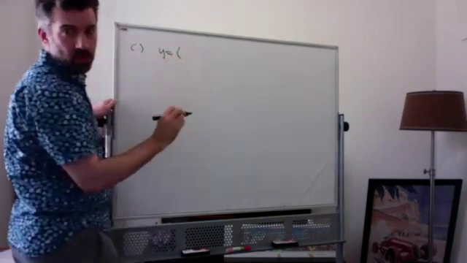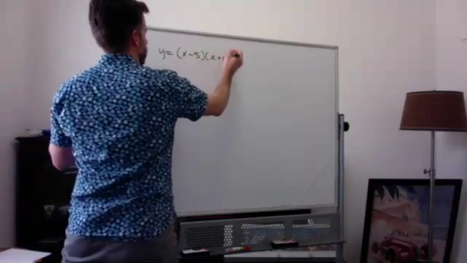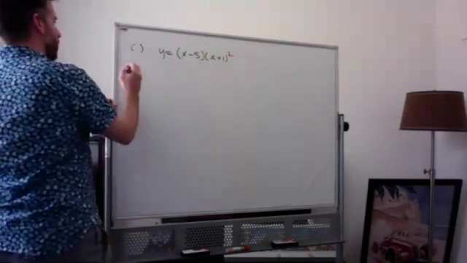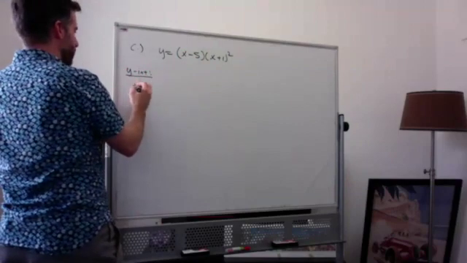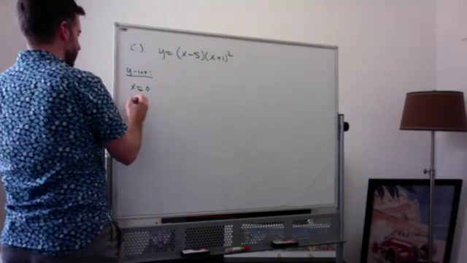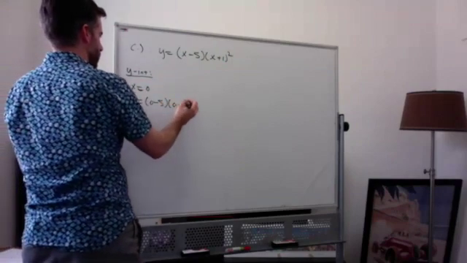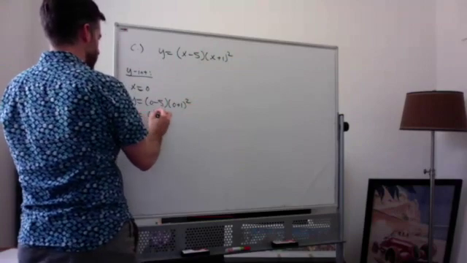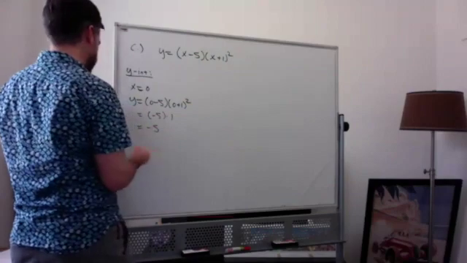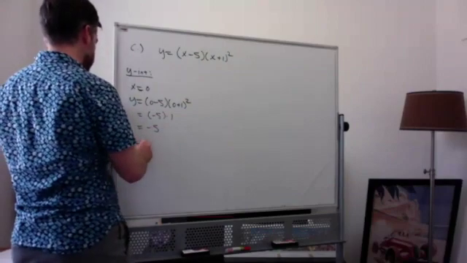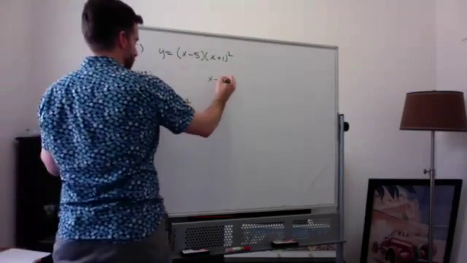So, next one: y equals x minus 5 times x plus 1 squared. For the y-intercept, we set x equal to 0. We get y equals 0 minus 5 times 0 plus 1 squared, which is negative 5 times 1, which is negative 5. For the x-intercepts, we set the whole thing equal to 0.